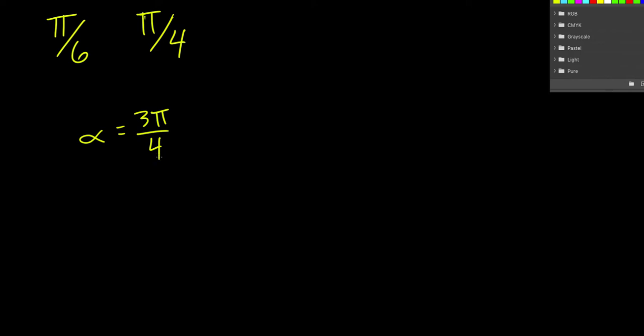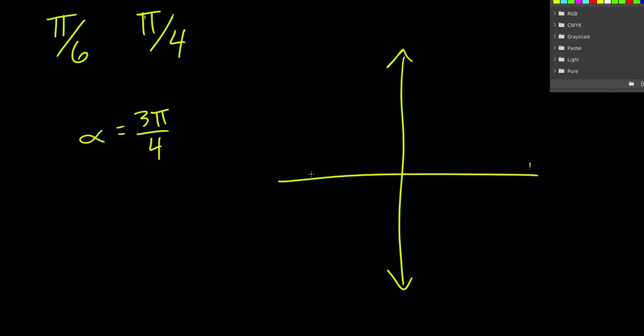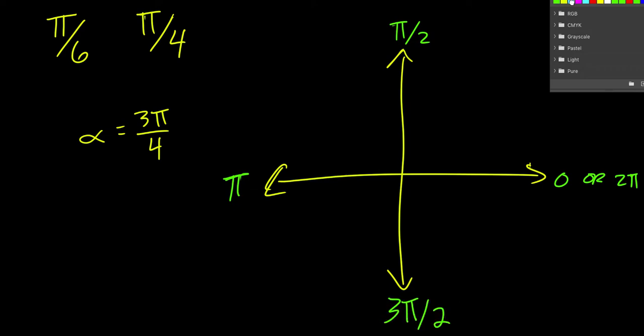So I think before we need to conceptualize where that's at. And so the way that I do it, I just estimate what these points are. So this is 0 or 2 pi. This is pi halves. This is pi. And this is 3 pi halves. So you're just going to want to memorize that.